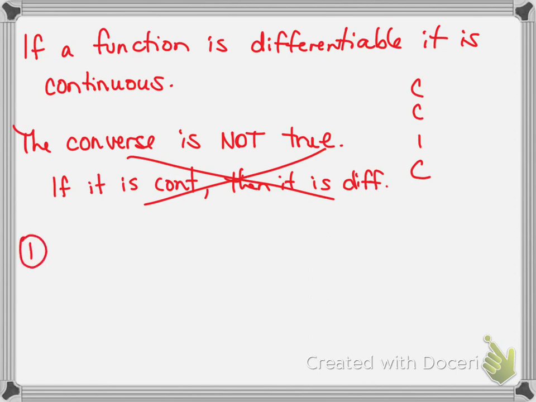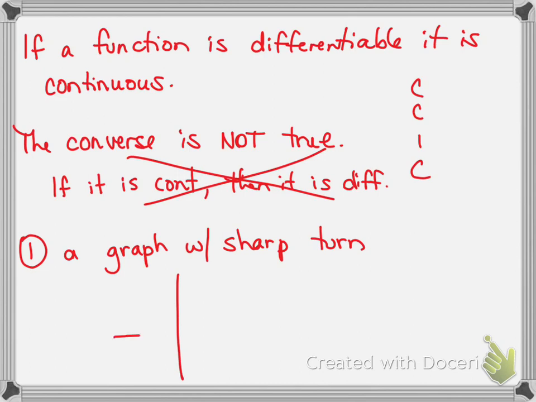One case where it's not true is if you have a graph with a sharp turn. What type of graph has a sharp turn? Absolute value graphs have sharp turns. And since we've been talking about how derivatives, one application of a derivative was slope, let's just look at the slope of this line. That's a negative slope. I don't know what value it is, but it's negative.